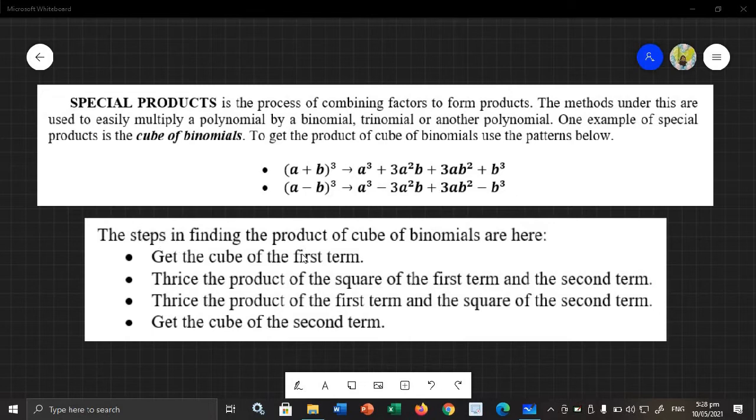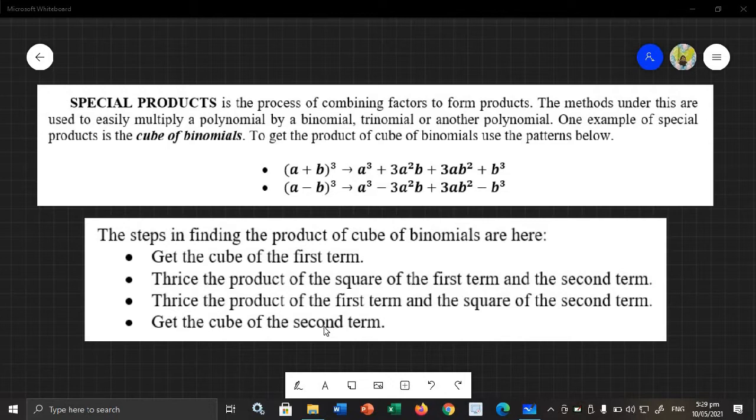And then here are the steps in finding the product of the cube of a binomial. First, we need to get the cube of the first term in the given binomial. Second, we need to get thrice the product of the square of the first term and the second term. Next, get thrice the product of the first term and the square of the second term. And lastly, we need to get the cube of the second term. So that is how you find the product of the given cube of binomial using the shortcut method.